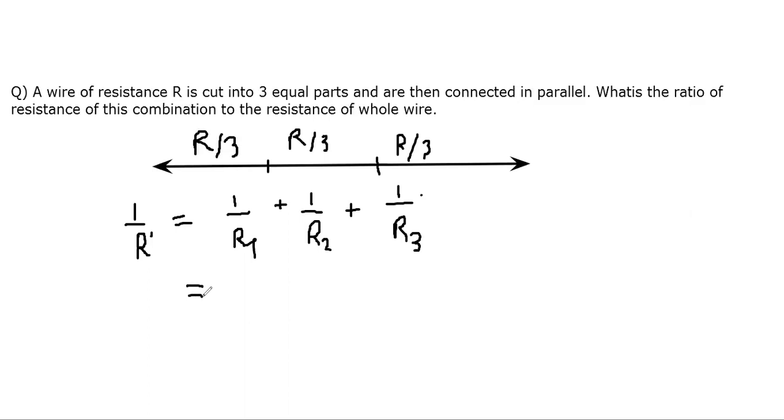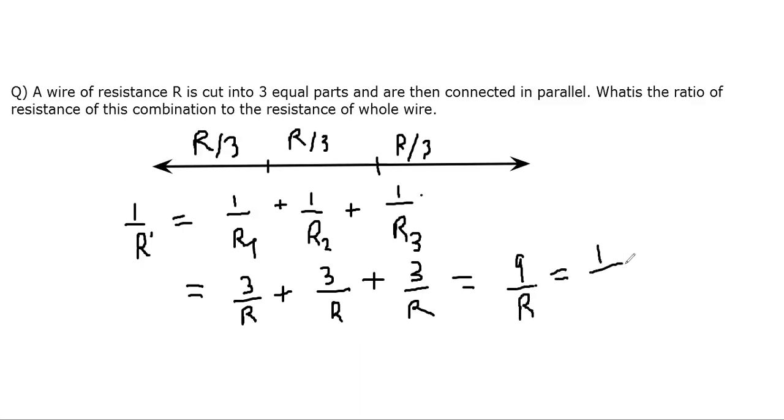So if you put in the value of R1, it would be 3 by R plus 3 by R plus 3 by R. LCM would be R only, so it would come 9 by R: 3 plus 3 plus 3, 9 divided by R. So this is the value of 1 by R dash. If we cross multiply, we get the value of R dash to be R by 9, right?